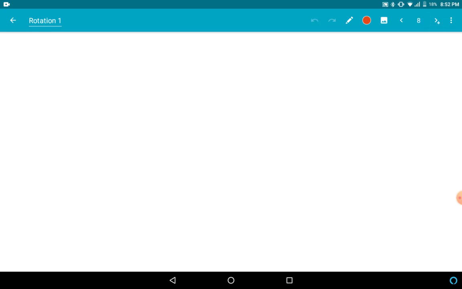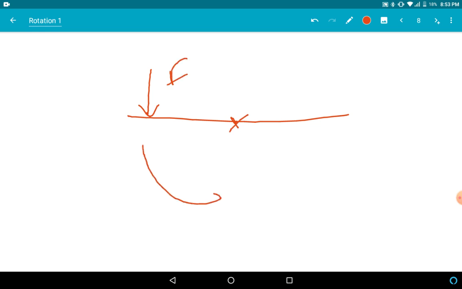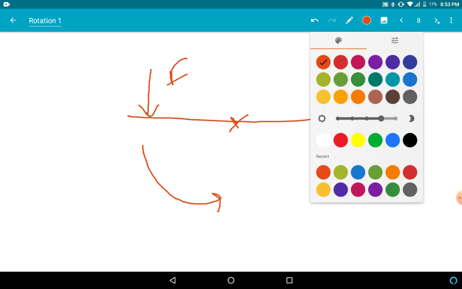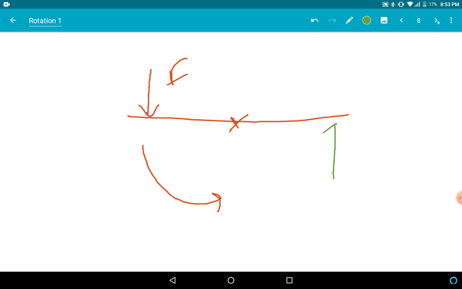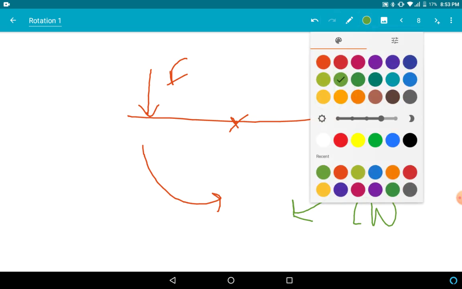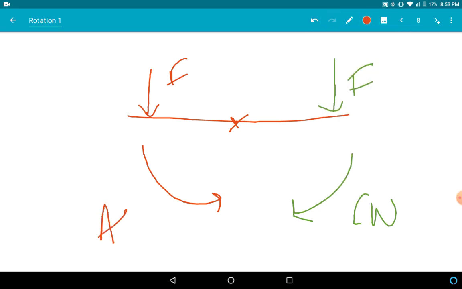Okay, now let's say there is one body like this, a rod like this. Let's say this is the pivot. Now if I put a force F here, the body will move like this. But if I had put the force in this direction, it would have moved like this. This motion is the clockwise motion, and this motion is the anti-clockwise motion.